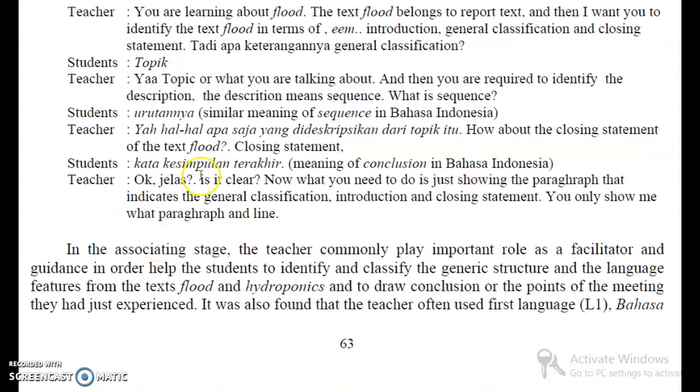We can see from the dialogue above in the associating stage the role of the teacher as a facilitator and guidance in order to help the students to identify and classify the generic structure and the language features from the text flood and hydroponics and draw conclusions or points of the meeting they had just experienced. So here is the role of the teacher as a facilitator and guidance.